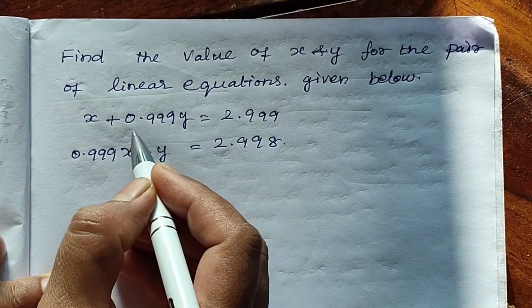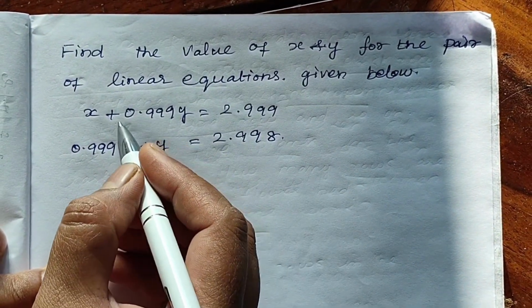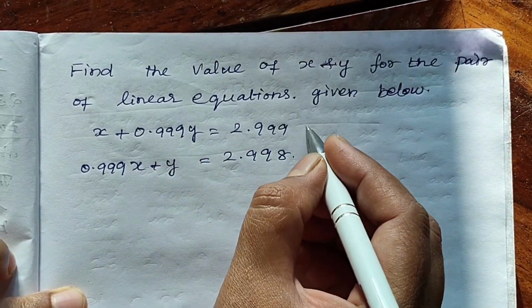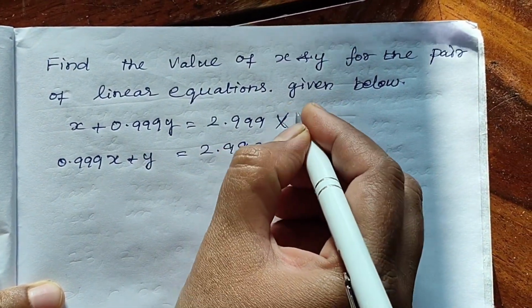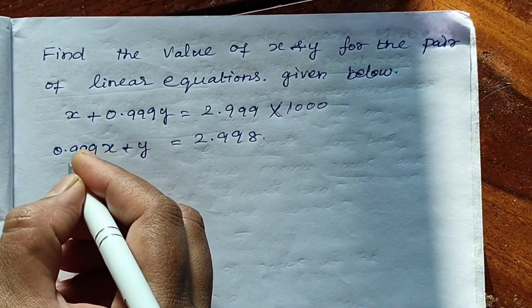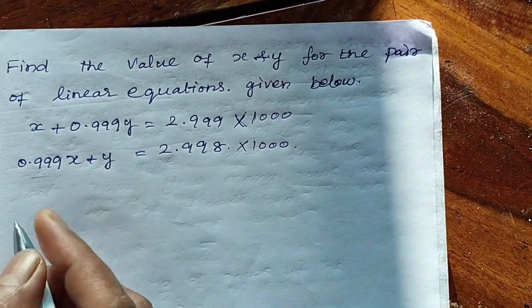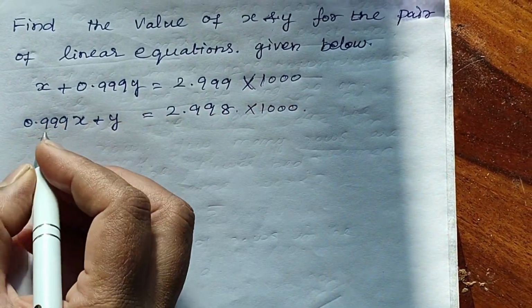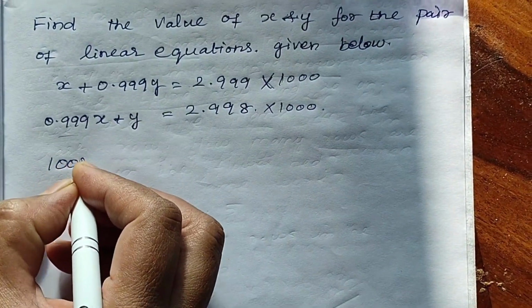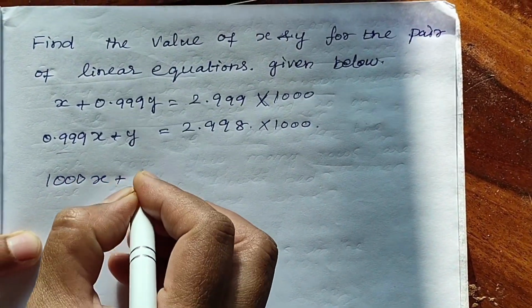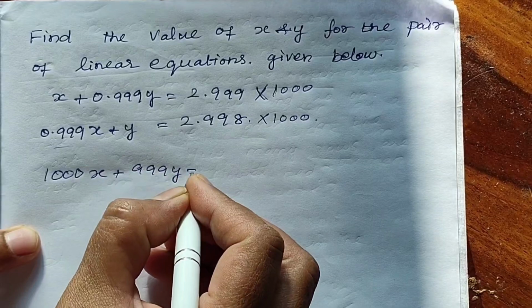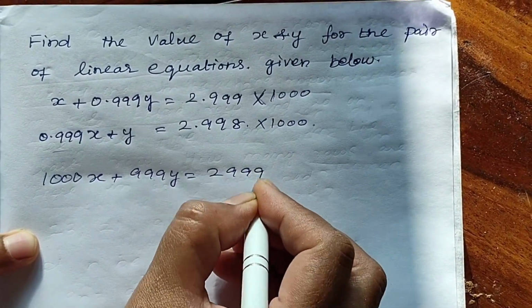So on seeing this equation, first we have to remove this point. For that we have to multiply this equation by 1000. And here also 3 decimal places. Therefore, here also by 1000. By multiplying by 1000, what you get is 1000x plus 999y equal to 2999.